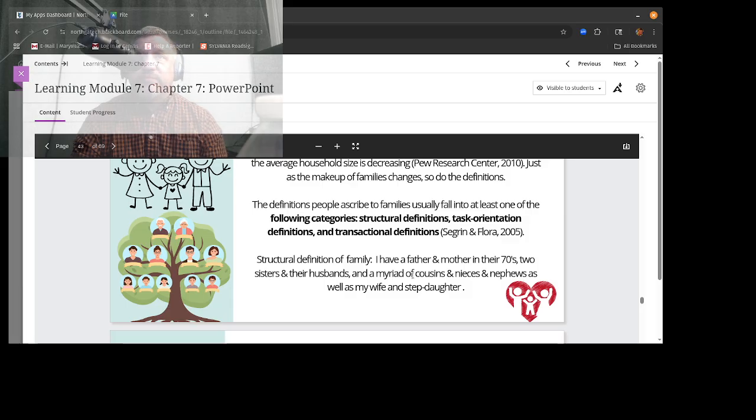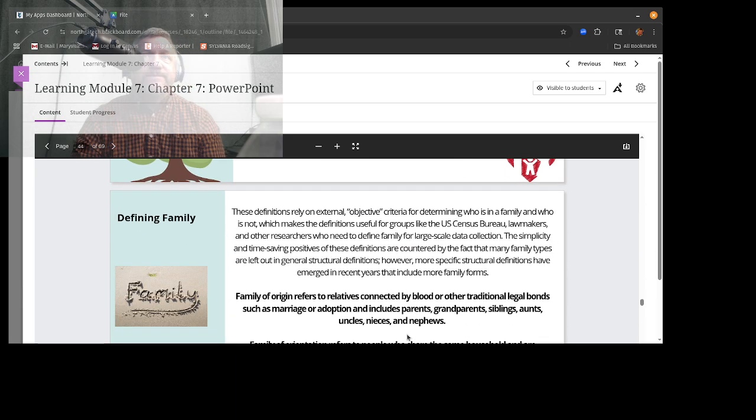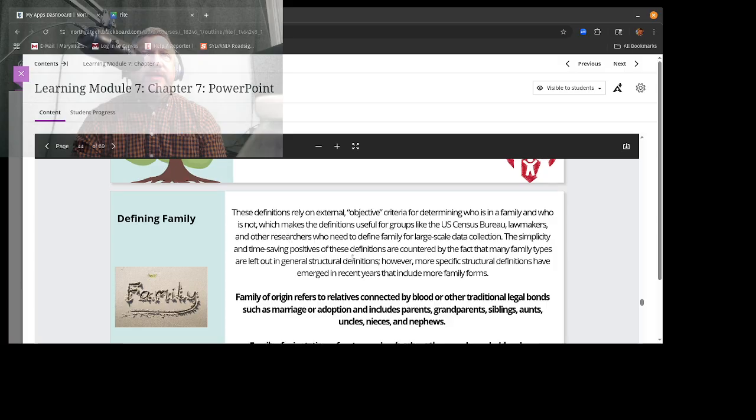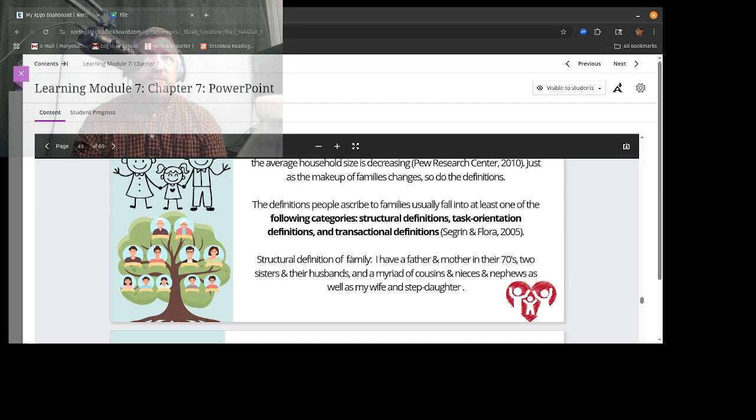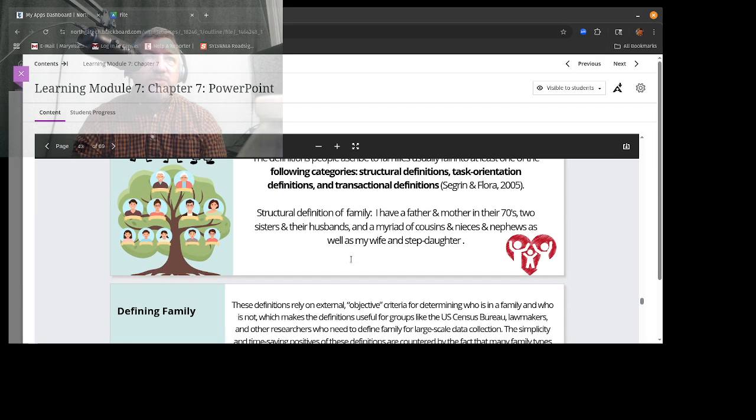And I'm not putting them in a hierarchy order. I'm listing everybody in my family, right? Now, do we all live in the same house? No. But this is my family. So that's the objective, right? The structural definition.